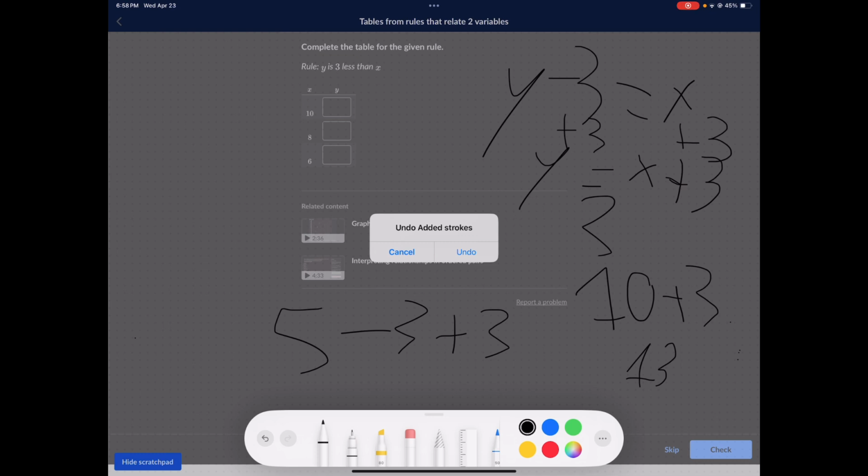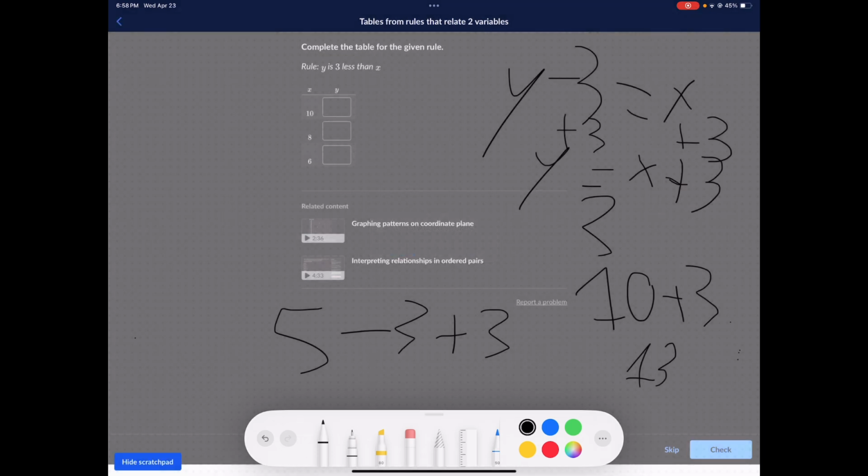So, anyways, 5 minus 3 plus 3. Here we have 3 and -3. Since it's the same 3, they are interchangeable, so they are both equal to 0. What this also means is that we can just put 5 here and cancel out these. That's the same way I got this and this. So, y equals x plus 3.